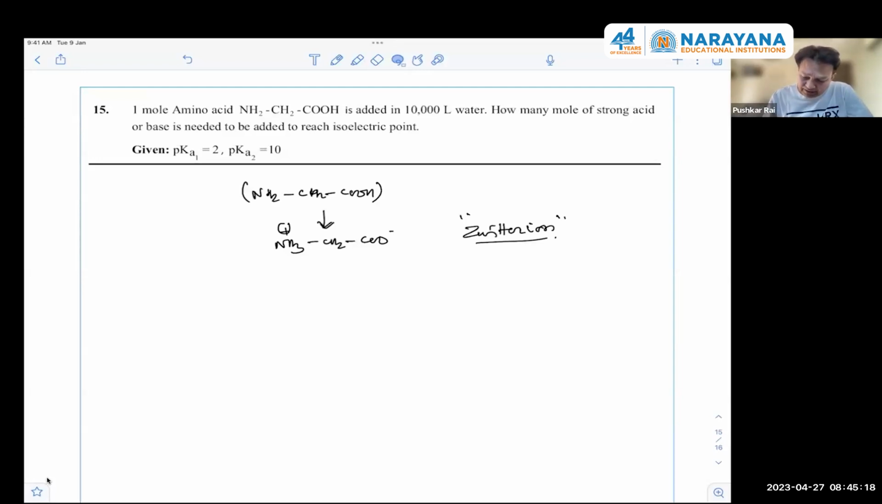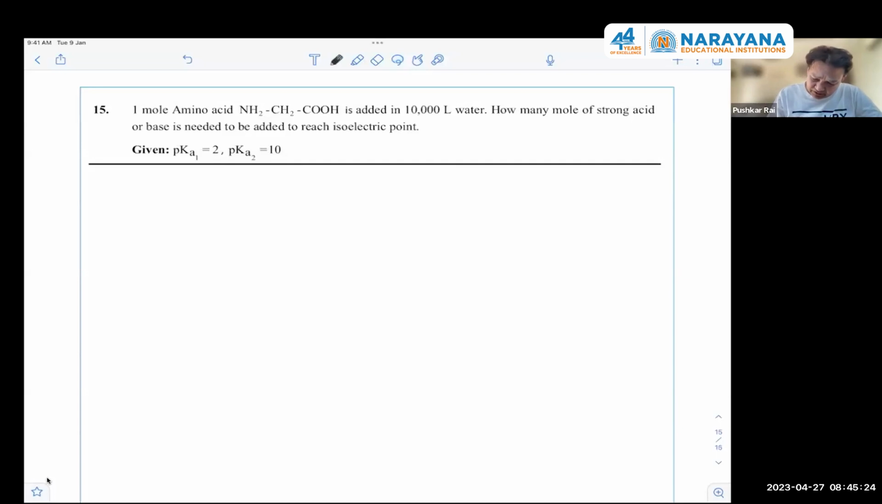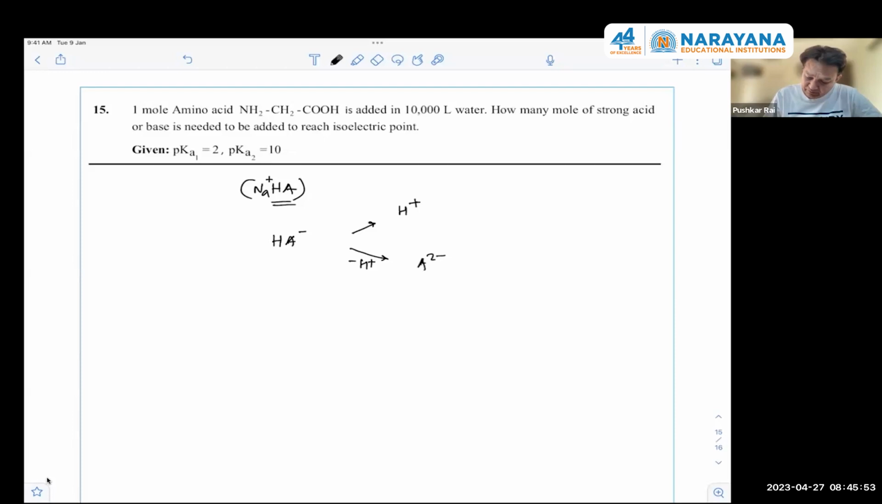I just tell you a very simple thing: whenever you take an amino acid, you compare this amino acid with what? Na+ HA-. Amino acid should always be compared with Na+ HA-. Because this HA- can give one H+ ion and can take one H+ ion, so it can become A2- and it can become H2A. This HA-, you very well know, can change into these.